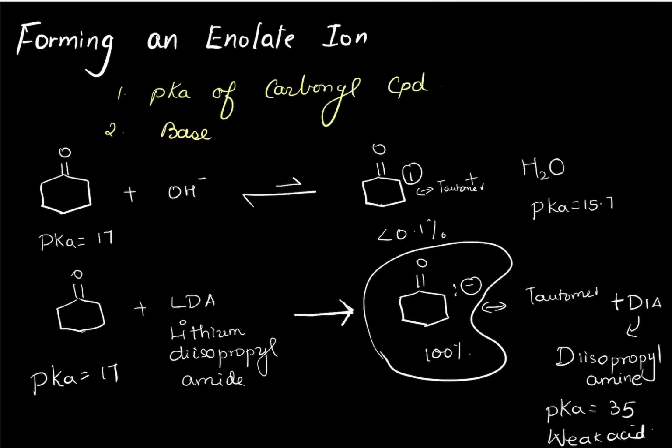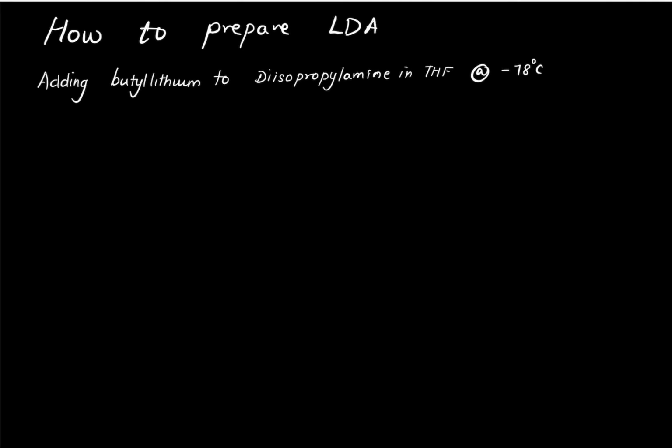Now, how do we prepare LDA? LDA is prepared by adding butyl lithium to diisopropylamine in THF at minus 78 degrees Celsius. So we'll do the reaction here. This is diisopropylamine, and it is reacted with butyl lithium.